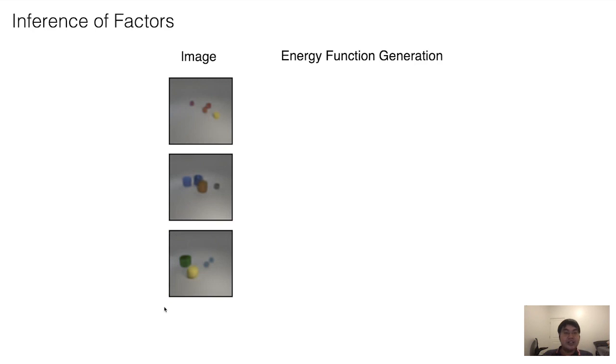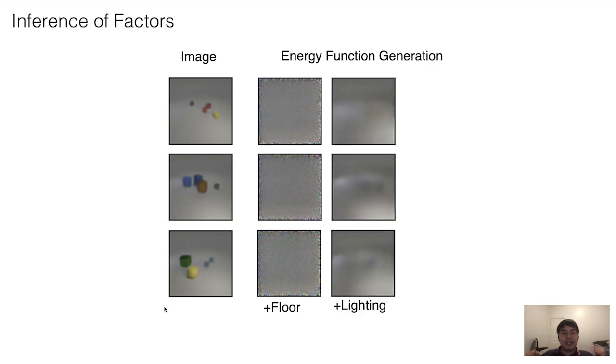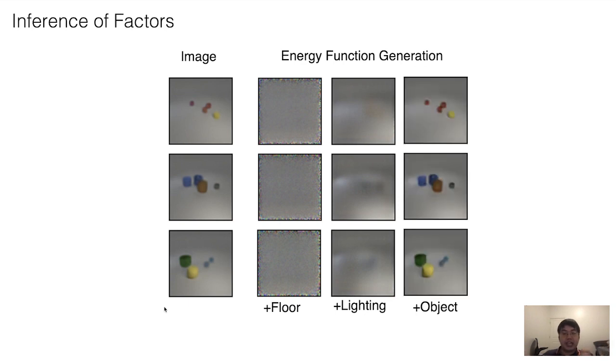Finally, let's consider the inferred energy functions for the image on the left. If we just optimize and generate an image with respect to the first inferred energy function, we see that we get the black floor of the scene. If we optimize with respect to both the first and second inferred energy function, we find that our resultant image has both the lighting and the background. And finally, if we optimize with respect to all three of our inferred energy functions for the underlying image, we get both the floor, the lighting, and the underlying objects, suggesting that our set of inferred energy functions correspond to floor, lighting, and object.